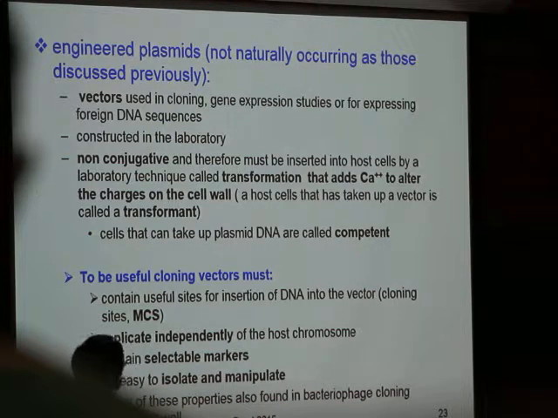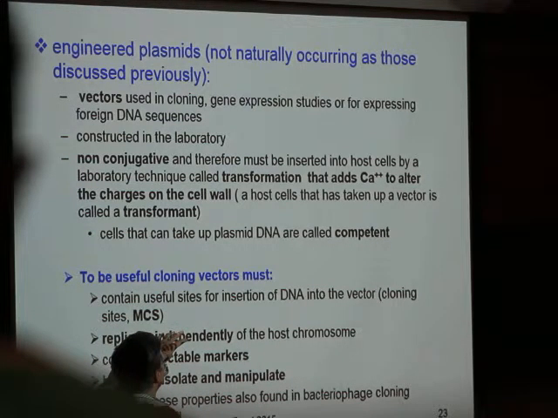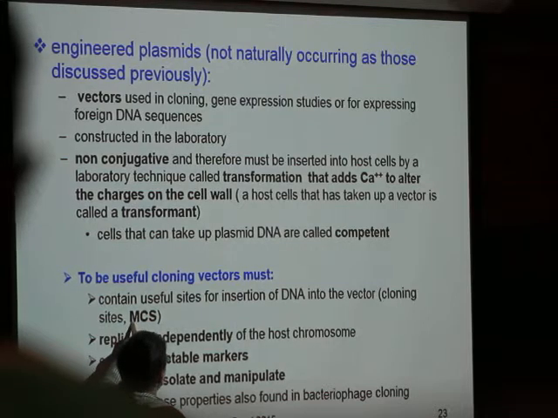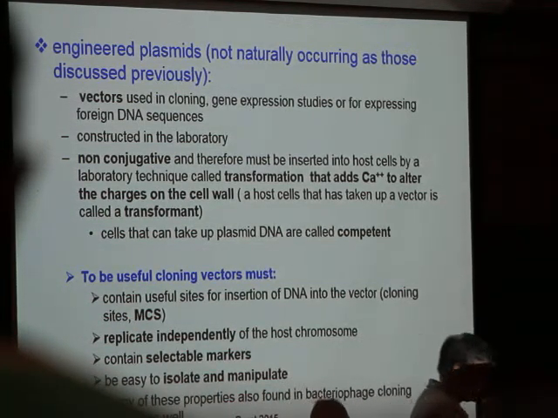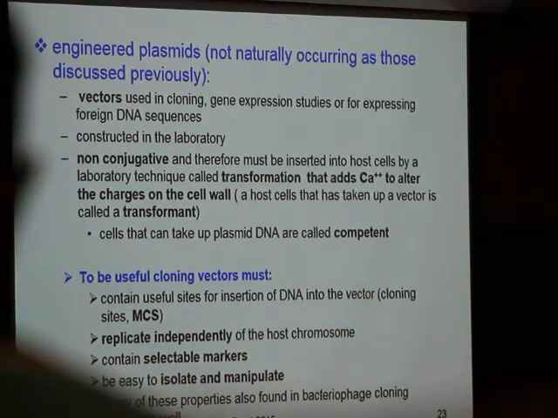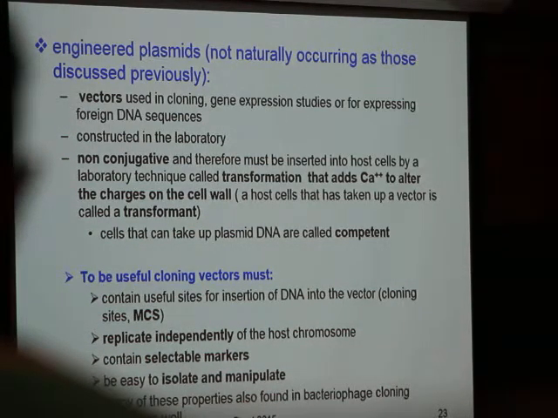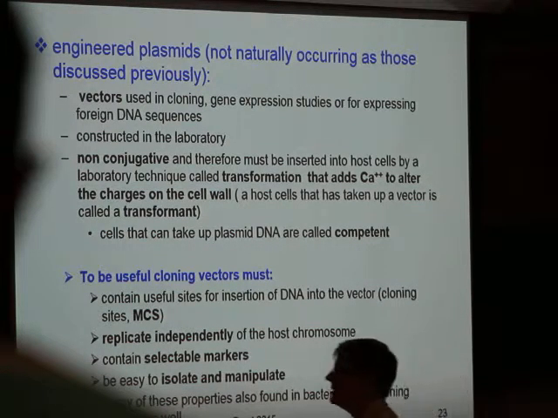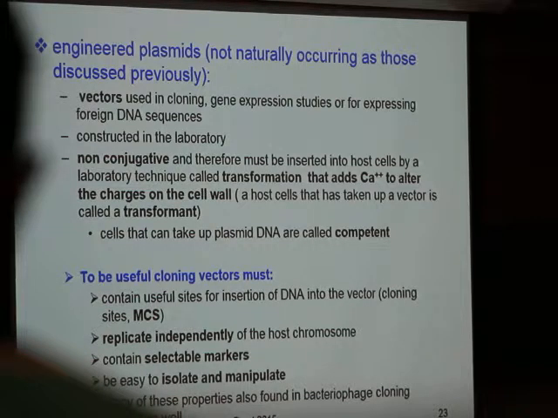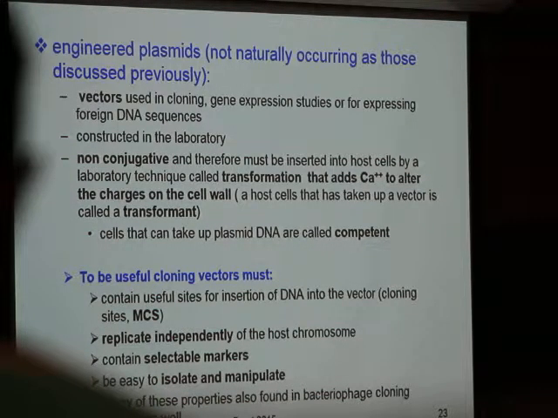To be useful as a cloning vector, the vector, i.e. the plasmid DNA, must have cloning sites, which is called a multiple cloning site. This is not a minor point. That means that in order to be a cloning site, you can only linearize the DNA. So I want to clone a piece of DNA. I have a plasmid, and I want to insert a piece of DNA right here.